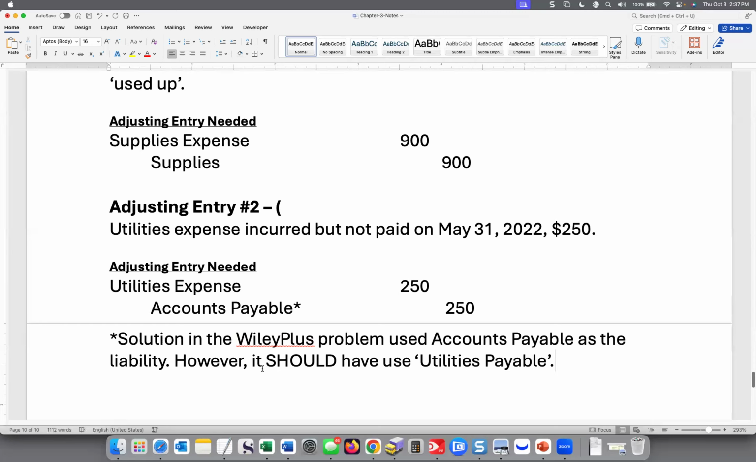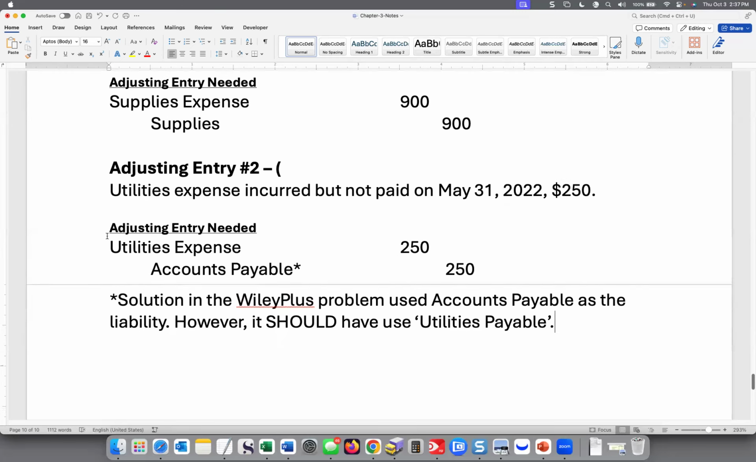As I said before in the other classes, be specific. You want to make sure that your account titles are not general like accounts payable anymore. At least with the adjusting entries, you want it to be very specific to the thing that you have a liability for. So I just want to throw that little blurb in there. When you're reviewing these notes, you might think, why is it accounts payable here, but everywhere else we've seen it, it's utilities payable? I just want to throw in that's what it should have been.